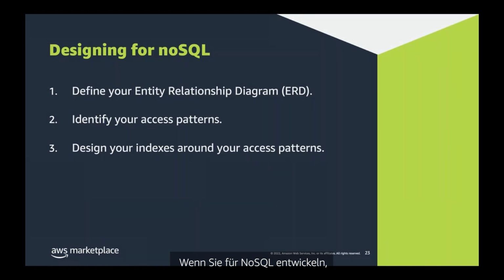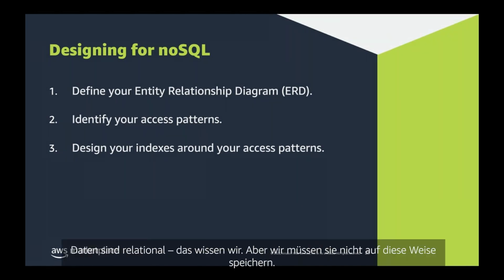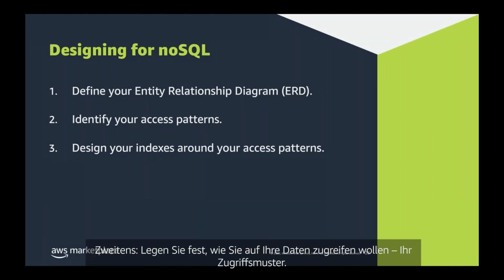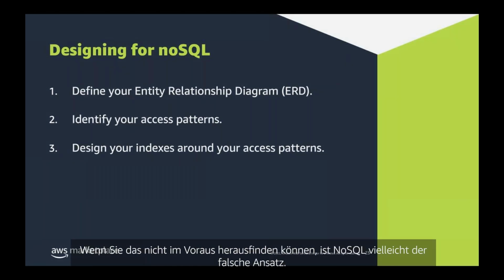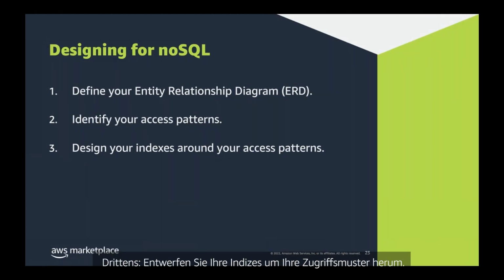When designing for NoSQL, you need to get the following information up front. One, you need to define your entity relationship diagram or ERD. Data is relational, we know that, but we don't have to store it that way. Two, figure out how you want to access your data, your access pattern. If you can't get this upfront, maybe NoSQL is the wrong approach. Three, design your indices around your access patterns. The reason you need to do this is that we want to optimize our database so we can achieve consistent single millisecond performance at scale.